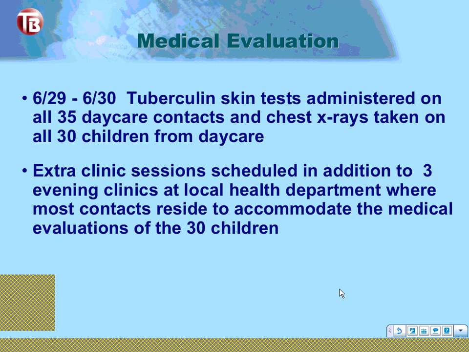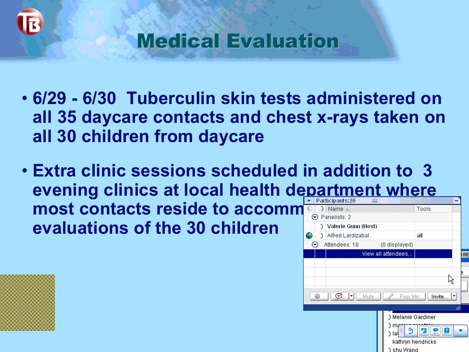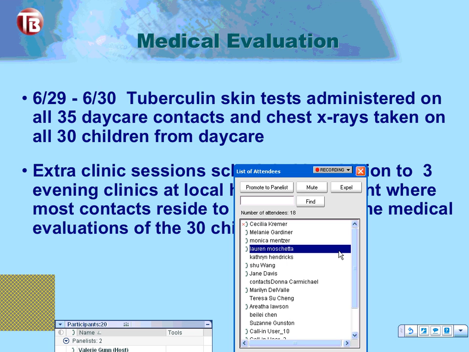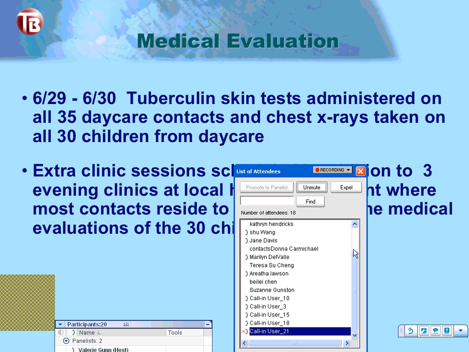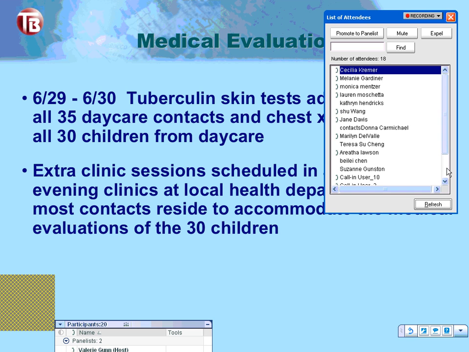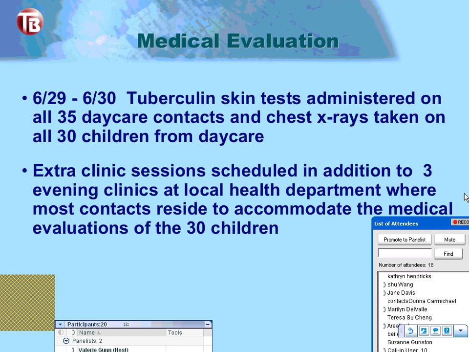So next steps were tuberculin skin testing on all the other high priority contacts, 35 from the daycare center. Chest x-rays were taken on all 30 children who were evaluated from the daycare center. It's important to note that in this case, extra clinic sessions were scheduled both at our clinic and at the local health department to accommodate and evaluate all the children immediately. So we really felt that time was of the essence here, and the sooner the evaluation was carried out, the sooner we could get proper treatment for the children.